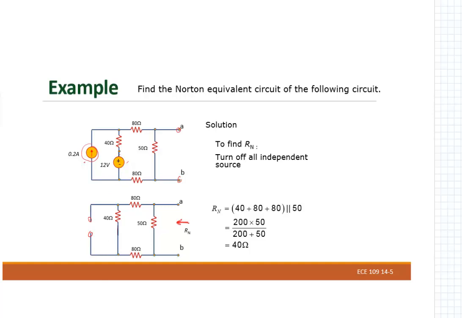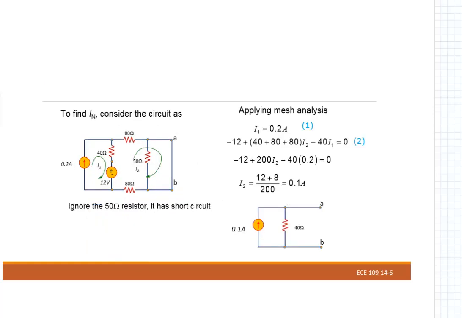When you look from this side here as RN, we can see that 4 ohms plus 4 ohms plus 4 ohms in series, then the 50 ohms here is parallel. So that's why we say 4 ohms plus 4 ohms plus 4 ohms parallel to 50 ohms. When you simplify it, we find RN is 40 ohms.